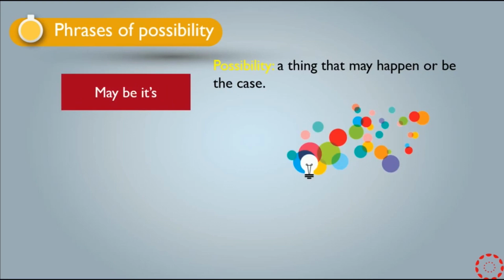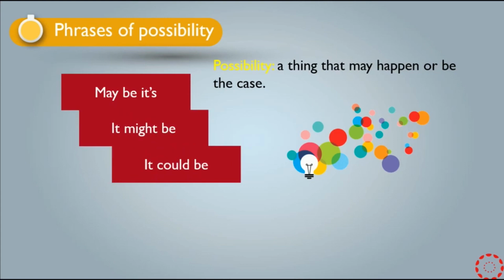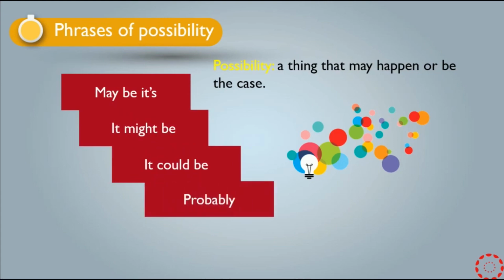Maybe it is, the first phrase, or it might be, or it could be, or probably. We have 4 phrases of possibility that we use when we don't know much information about something, so we have to say one of them: maybe it is, or it might be, it could be, or probably. We use these phrases for expressing possibility.